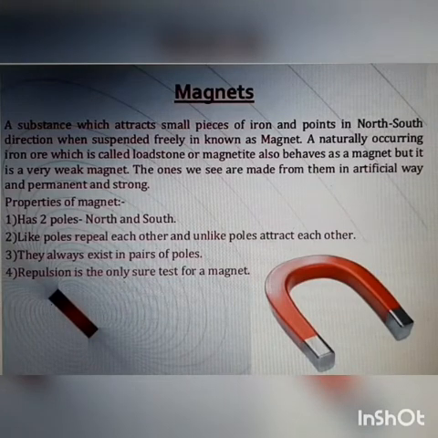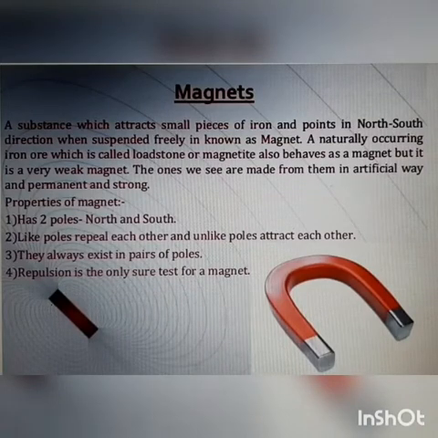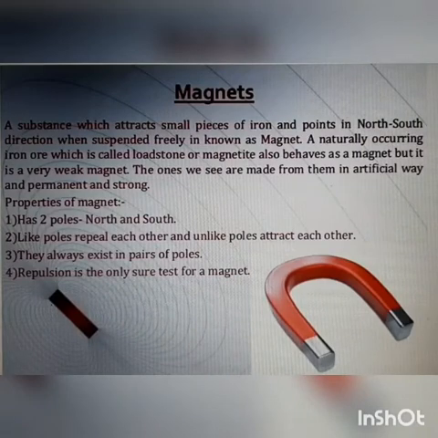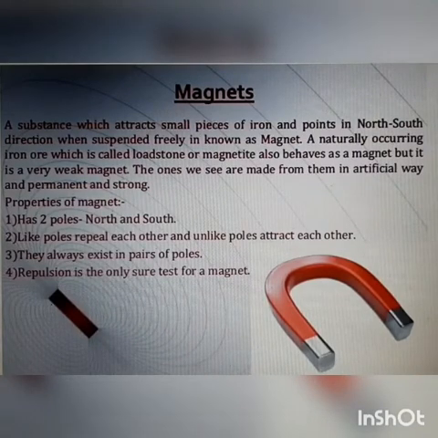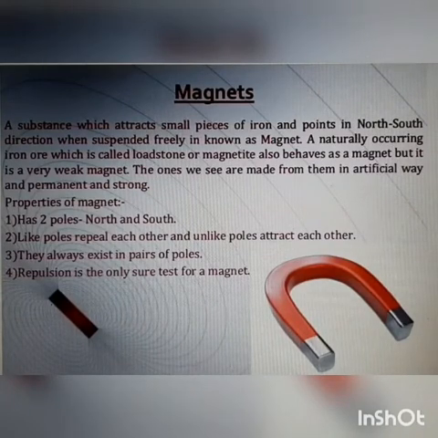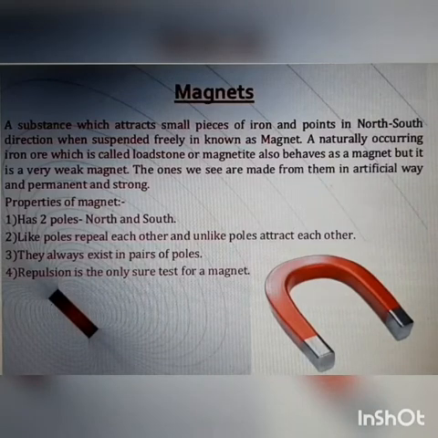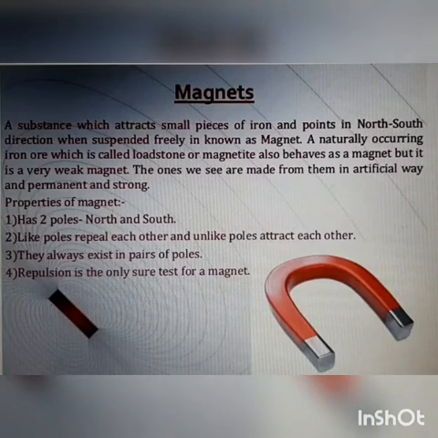Another property of a magnet is that like poles repel each other. Like poles means similar poles: a north pole will repel another north pole, and a south pole will repel another south pole. But unlike poles will attract each other. That means a north pole will attract a south pole and vice versa. Magnets always exist in a pair of poles. Because of that, they are also known as dipoles.